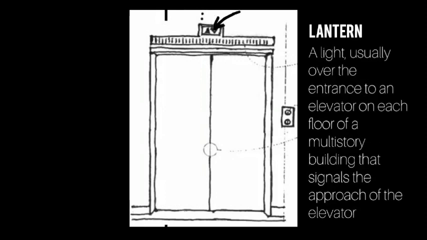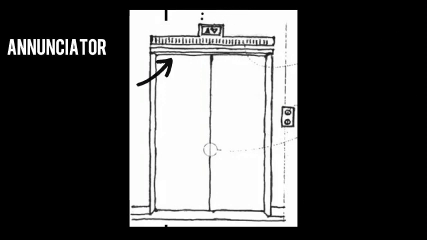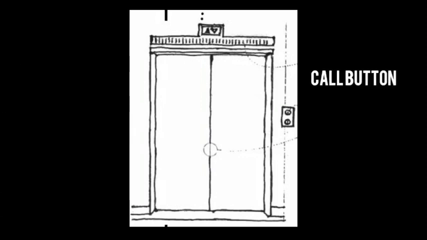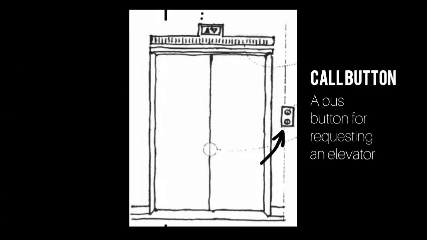Lantern, a light usually over the entrance to an elevator on each floor of a multi-story building that signals the approach of the elevator. Annunciator, a signaling apparatus in an elevator car or at a landing that displays a visual indication of floor landings. Call button, a push button for requesting an elevator.